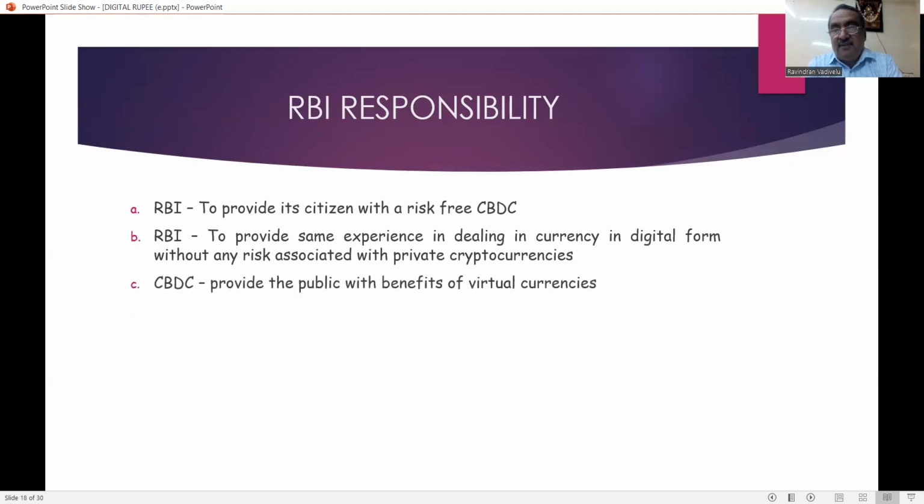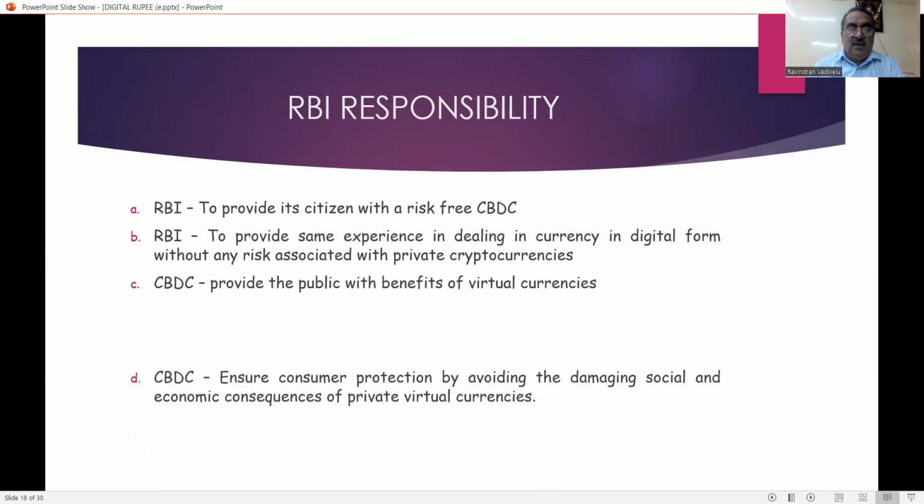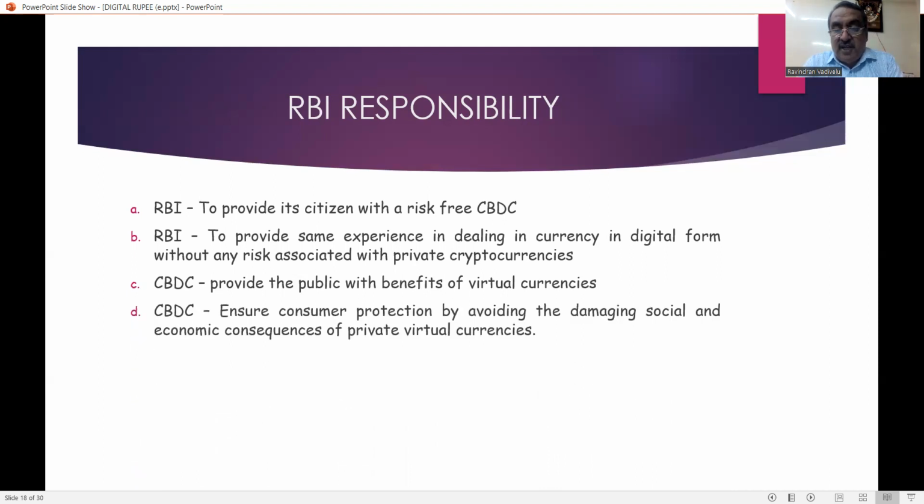Provide the public with the benefits of virtual currencies. So it's virtual, it is available. You can use it. It is there in your wallet. And ensure consumer protection by avoiding damaging social and economic consequences of private virtual currencies. They ensure that this should not be there as existed in the cryptocurrency. So they want to assure that there should not be any damage to the public, that if they invest in digital rupee, they should not be at a loss.